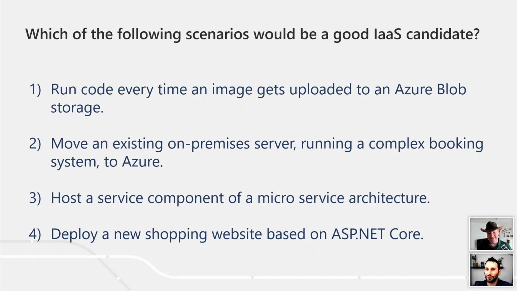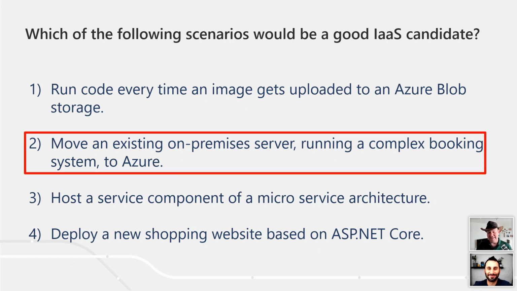Not sure. I think 2 might be the correct answer here. I think 2 is correct, indeed. And again, it doesn't mean that you cannot do the rest using VMs, but it's not the most efficient way to do that. You could totally host an ASP.NET Core shopping website on a virtual machine if you want to, but it's definitely not the most efficient. On the other hand, if you have a complex system, maybe with some legacy component, moving it to Azure in a lift and shift scenario is probably a good thing to do in a VM and in IaaS. So like I said, very often the first step in the cloud.